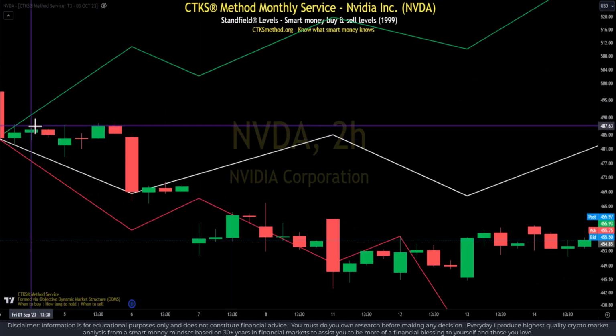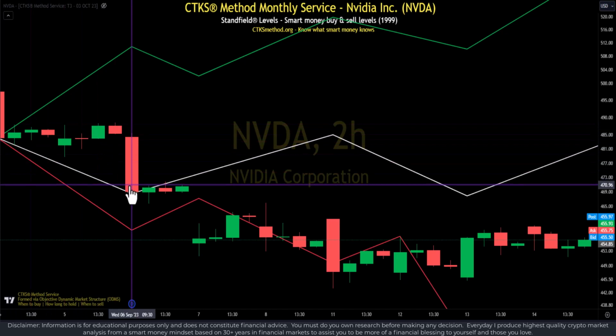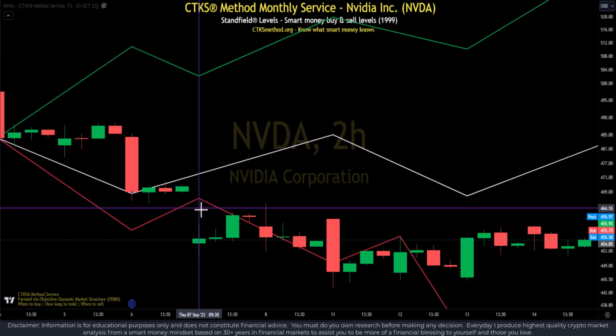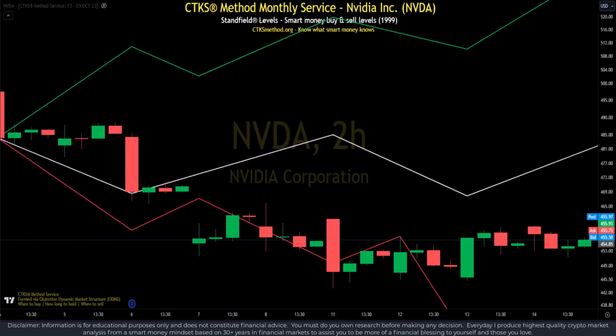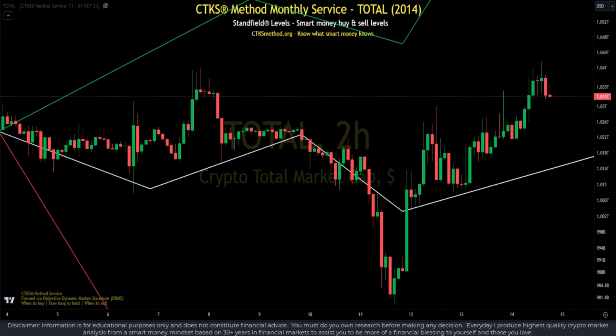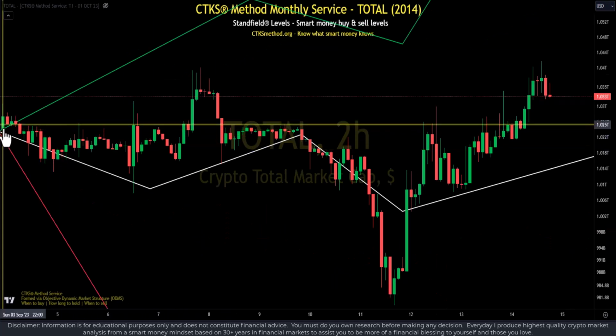Market structure is incredibly important to understand. When there's market structure working against a chart, that price will be suppressed. And we can see price suppression on Nvidia, and this is largely due to market structure. Market structure is revealed through the CTKS method. All markets are intercorrelated and interconnected.